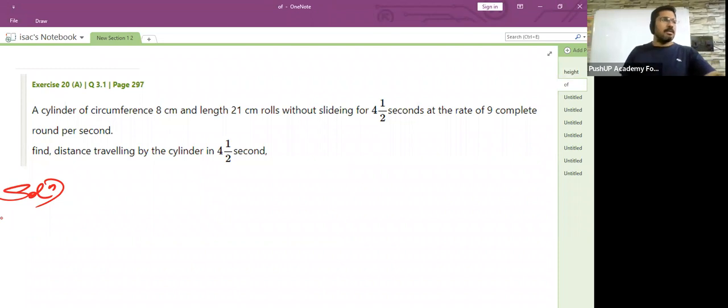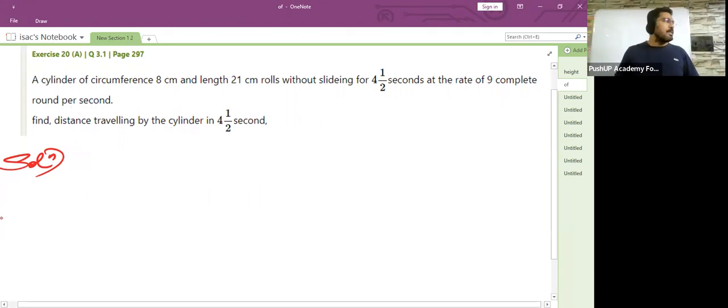A cylinder of circumference 8 centimeter and length 21 centimeter rolls without sliding for 4.5 seconds at the rate of 9 complete rounds per second. Find the distance traveled by the cylinder in 4.5 seconds. Okay. Now don't try to do this.